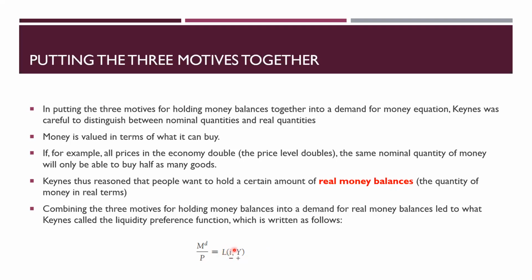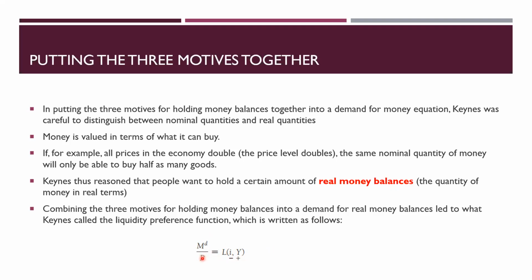I is our interest rate, Y is the income. So you can see that there's a positive relationship between real money balances and income. Further to that, there is also a negative relationship between money balances, real cash balances, and interest rates. And this is based on the idea that we have explained on the relationship between interest rate and money demand.